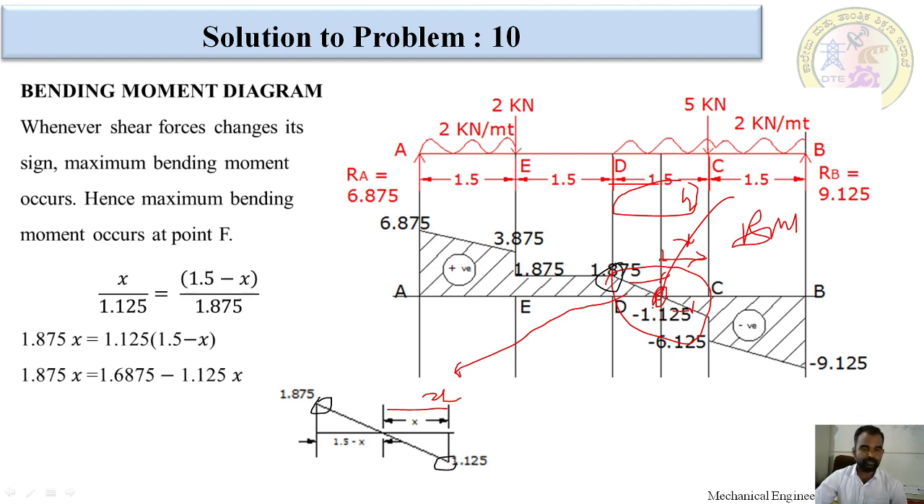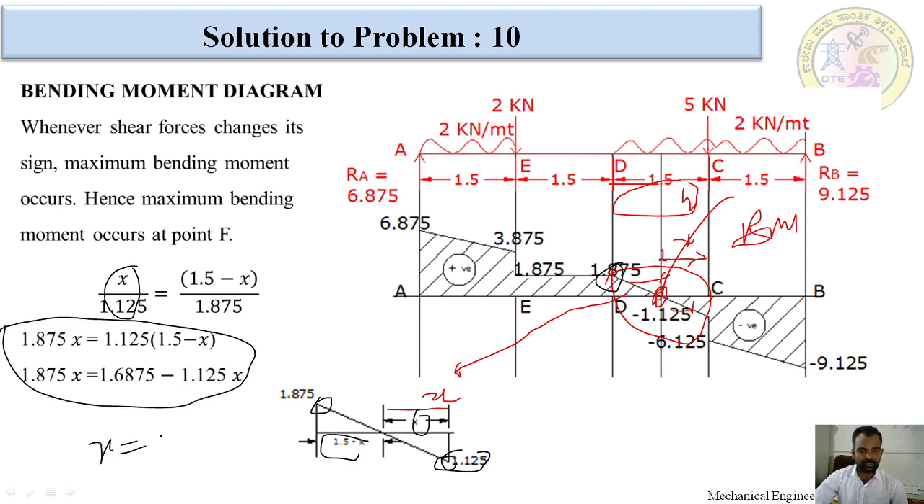In the bending moment calculation there is no negative, no positive, everything is positive only. So by the similar triangles method, we are going to have 1.5 minus x divided by 1.5. After doing this calculation and simplification, we get the x value as 0.5625 meter.